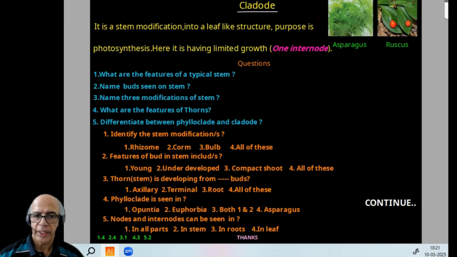Then next is cladode. In cladode, again, stem modification into a leaf-like structure. Purpose is photosynthesis, but remember, in phylloclade unlimited growth is there, but in cladode it has limited growth, that is 1 internode. Example is asparagus and ruscus. Asparagus is a plant where stem, leaf, root are all modified, a very exceptional plant. Asparagus belongs to Liliaceae, a monocot family. Then as usual, 5 theory questions and 5 NEET model questions with the key.